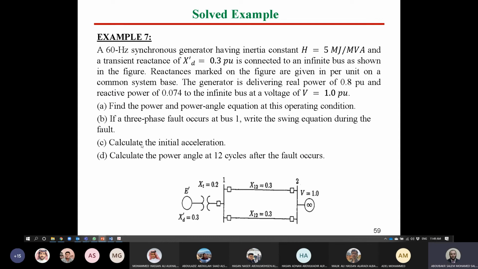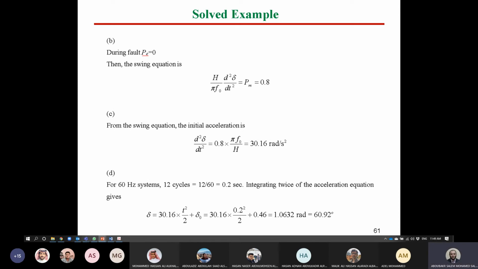C, calculate the initial acceleration. The initial acceleration can be obtained from our relation. Acceleration is d squared delta over dt squared. Substitute in the equation of d squared delta over dt squared, which we already have here. We have H, and we have the frequency before the fault, which is 60 hertz. So substitute here in the equation and get the value of d squared delta over dt squared, which is the acceleration. So we got the initial acceleration when the short circuit started.